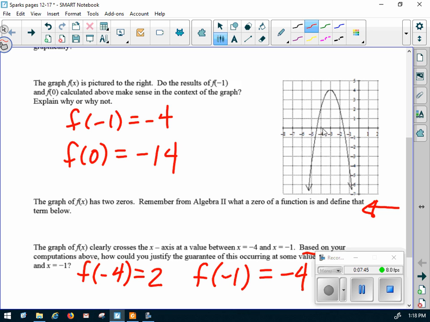Okay, either the board is messing with me or one of you is doing something and messing with me, because that thing was going like this.